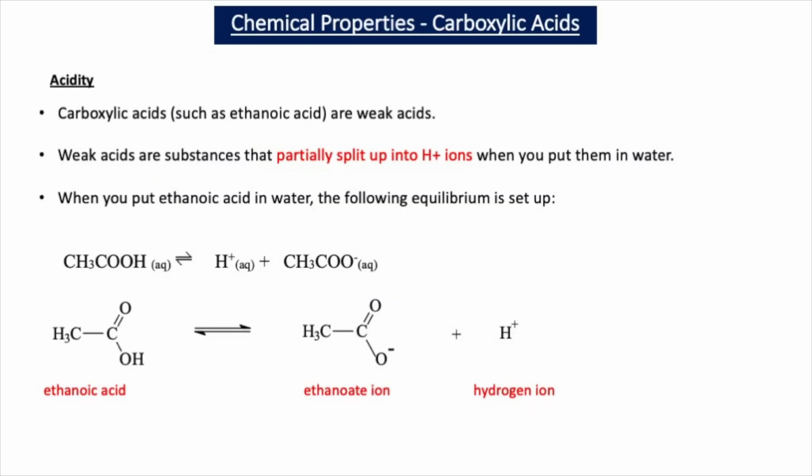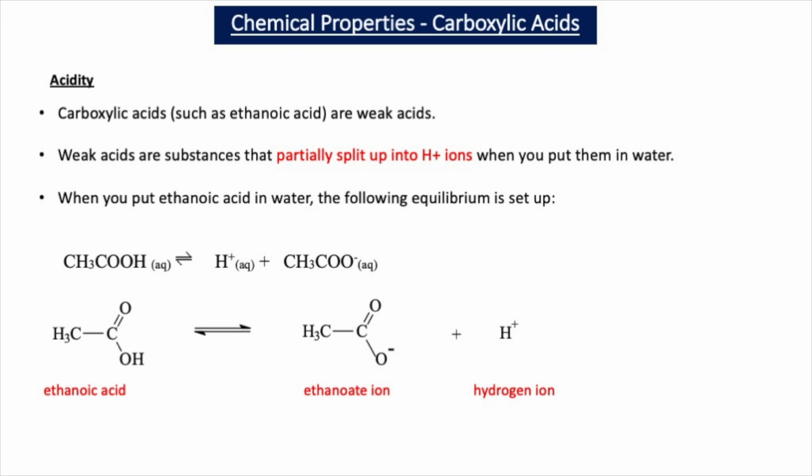Now in the next section of this video, we're going to look at the acidity of carboxylic acids. Carboxylic acids, such as ethanoic acid, are weak acids. Weak acids are substances that partially split up into H+ ions when you put them in water. Remember, a strong acid totally splits up into H+ ions when you put it in water.